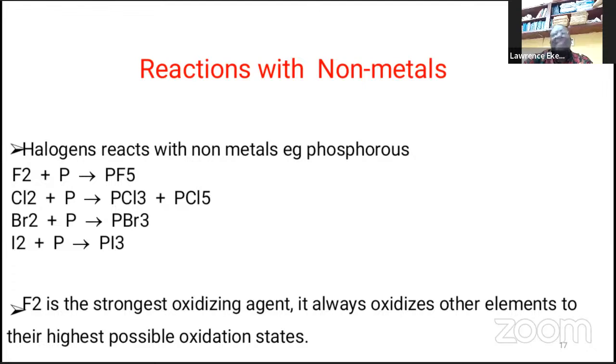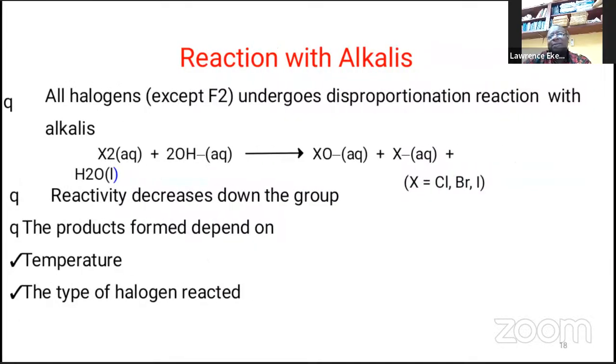But fluorine can oxidize other non-metals to the highest oxidation state of +5, while chlorine has the power to exhibit both +5 and +3 oxidation states in reactions with non-metals. Now, let's look at the reaction of the halogens with the alkalis. All halogens except fluorine undergo disproportionation reactions with the alkalis. So fluorine does not undergo disproportionation with the alkalis, but every other halogen does.